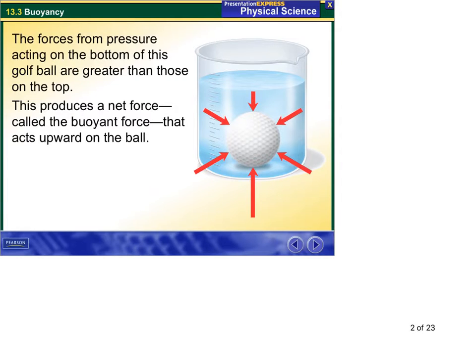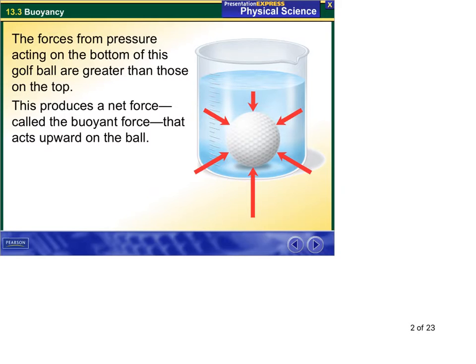Today we get section 13.3, Buoyancy. Here we show a golf ball in some water. Forces from pressure acting on the bottom of this golf ball are greater than those on the top. This produces a net force called the buoyant force that acts upward on the ball.